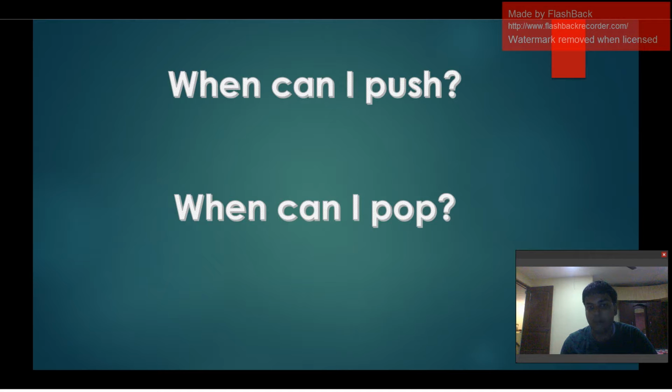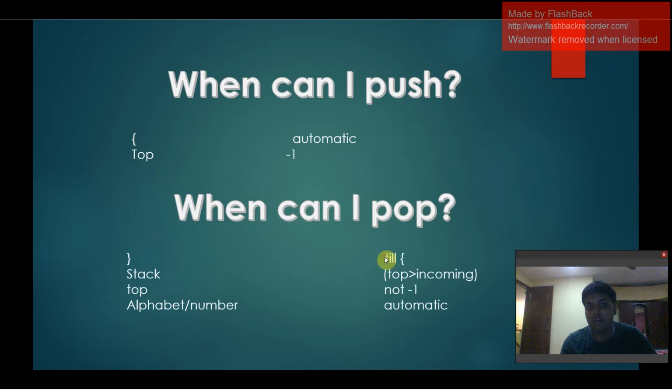When to push: if it is an open bracket, automatically the values will be taken inside. In another case, top equal to -1 shows that the stack is empty. You can push only when there is emptiness, so empty means it is good. That time you can push.